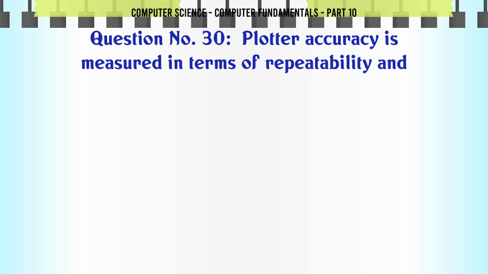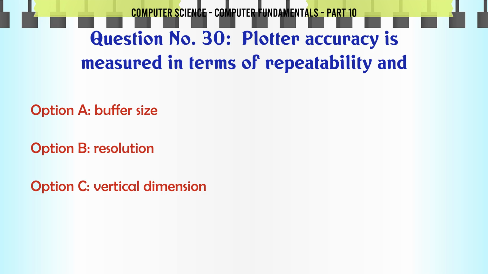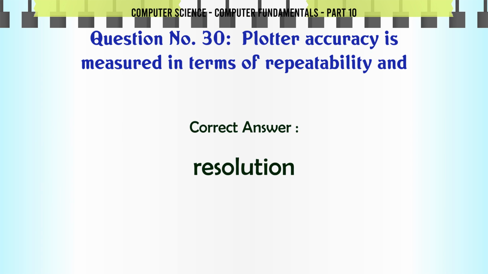Plotter accuracy is measured in terms of repeatability and A. buffer size. B. resolution. C. vertical dimension. D. intelligence. The correct answer is resolution.